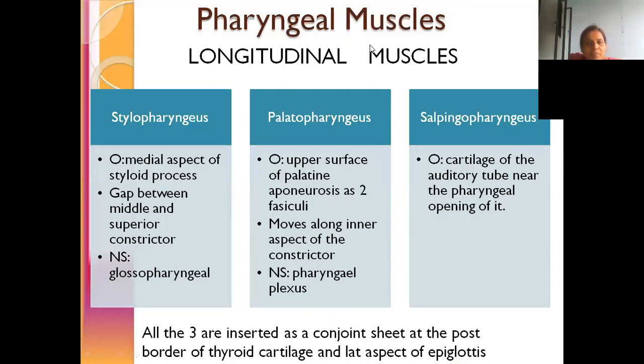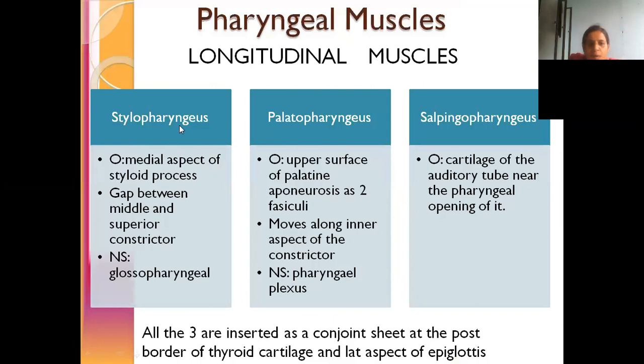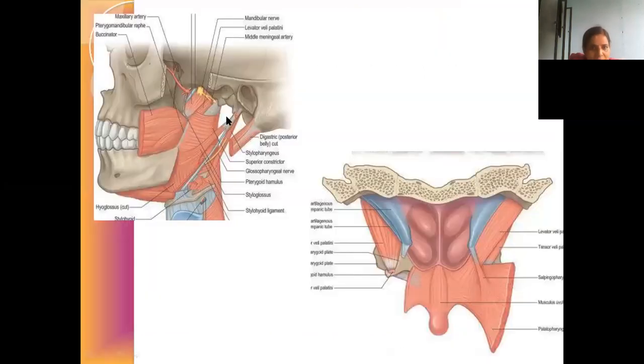So here we have the pharyngeal muscles. Stylopharyngeus, palatopharyngeus, salpingopharyngeus. We will see these muscles. These are higher up muscles which are being shown here. Now see here, this is the styloid process. What is the meaning of stylopharyngeus? That means from the styloid process to the pharynx, the name of the muscle is stylopharyngeus. If you observe, there is one muscle running a little horizontally, that is the superior constrictor.